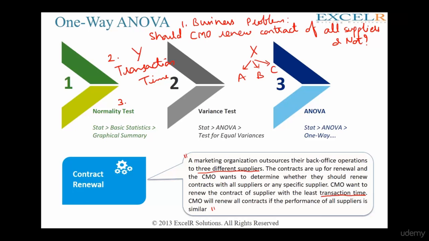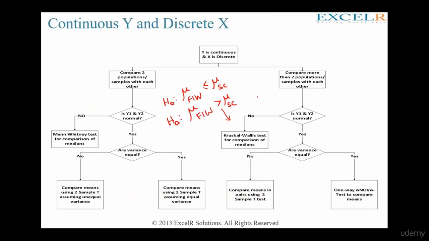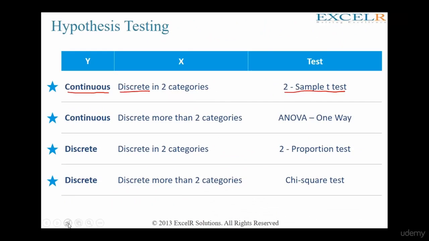Now the third step is extremely simple. You need to find out the data type. Transaction time is continuous because you can represent time in decimal format. The 3 suppliers is discrete. So what test are we going to employ if Y is continuous and X is discrete in greater than 2 categories? Then we need to perform ANOVA, analysis of variance one way.